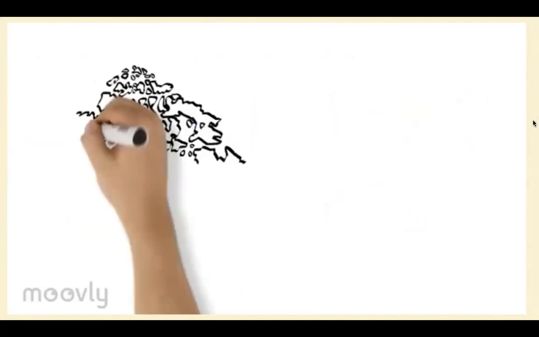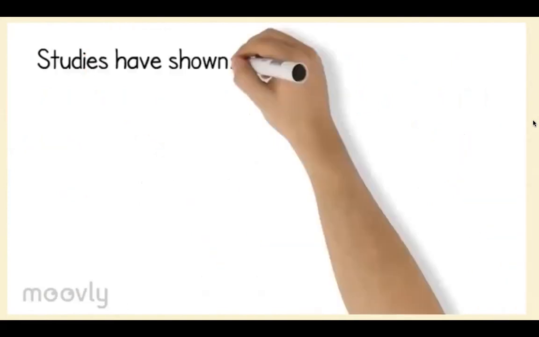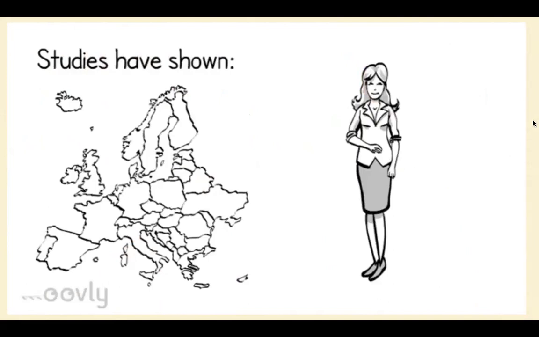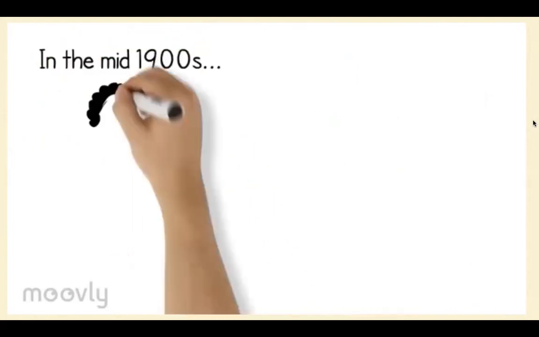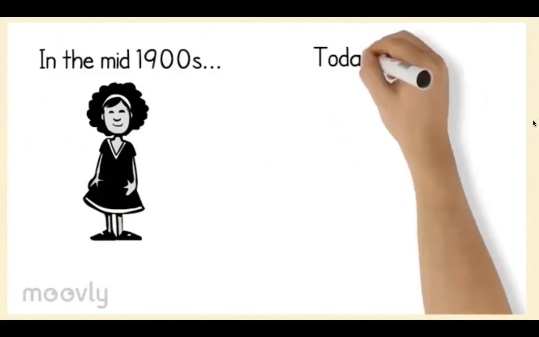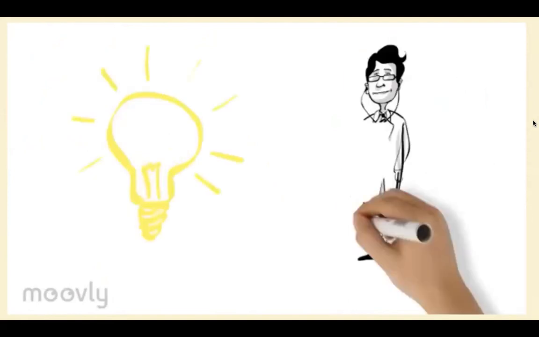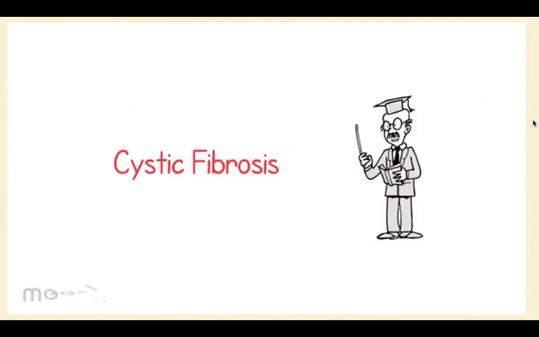In Canada, 1 in 3,600 are born with this disease. Studies have shown that cystic fibrosis is more frequent in European Caucasian populations than in any other population around the world. In addition, in the mid-1900s, the median survival age of individuals with this disease was 8 years, but today the median survival age has drastically improved to 30 years, mainly due to better understanding of the disease and improved clinical approaches.